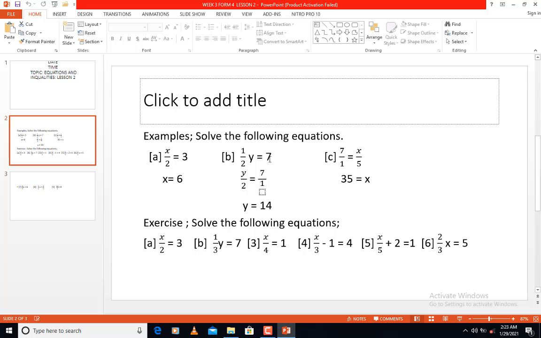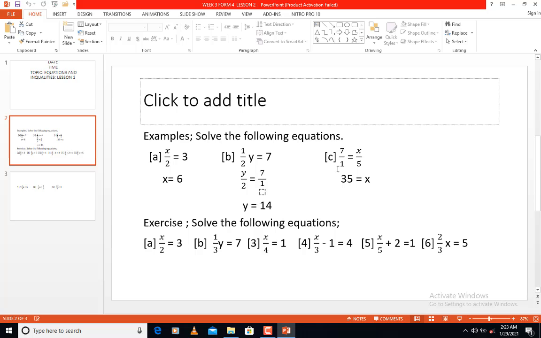1 is an identity number. Do not use any other number. If you want to make fractions uniform, use 1 only. So here it will be y over 2 equals 7 over 1. When it is 7 over 1, what do we do in order to remove these two denominators? You cross multiply. 1 times y gives us y. 2 times 7 gives us 14. You have removed the denominators as well as solved the equation. So your final answer is y is equal to 14.